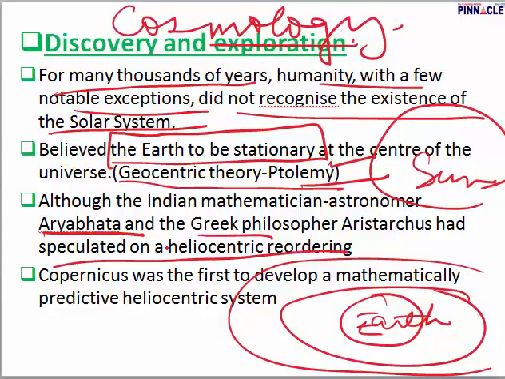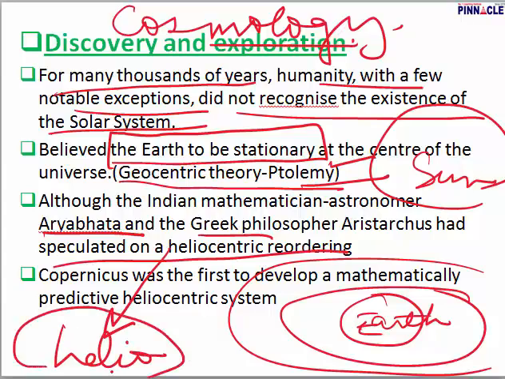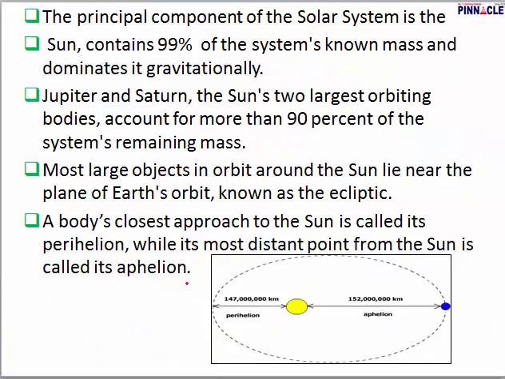What is in the heliocentric theory? Helio means sun. So the sun is going to be in the center and all other heavenly bodies are going to move around the sun. Later, it was Copernicus who was the first to develop a mathematically predictive heliocentric theory. You could simply be given a question as to who gave the geocentric theory, who gave the heliocentric theory, or according to the heliocentric theory, what is in the center. So just remember these important points.